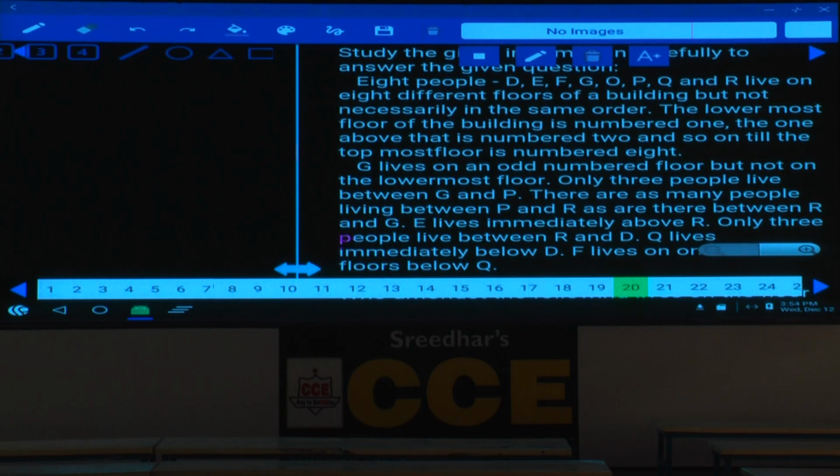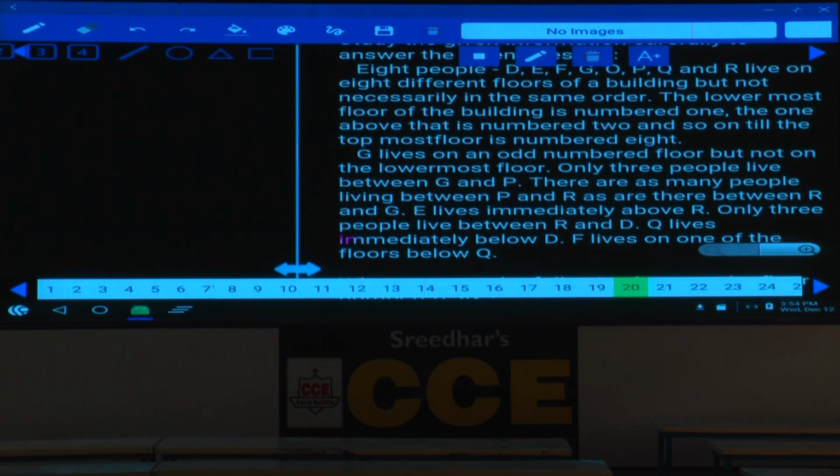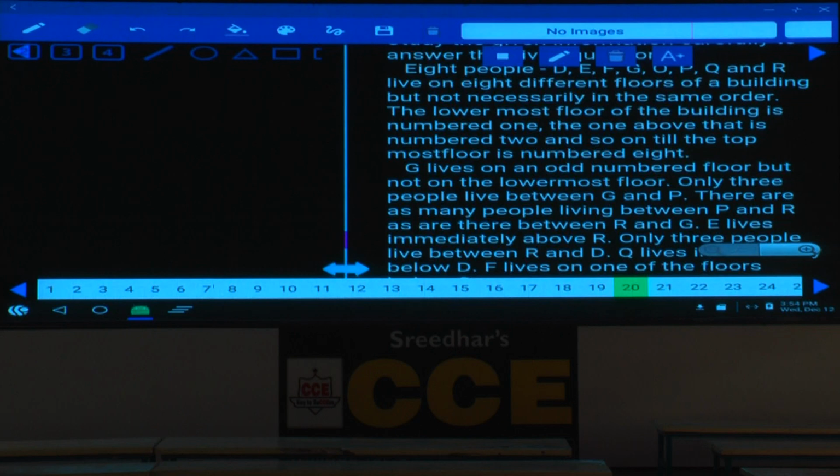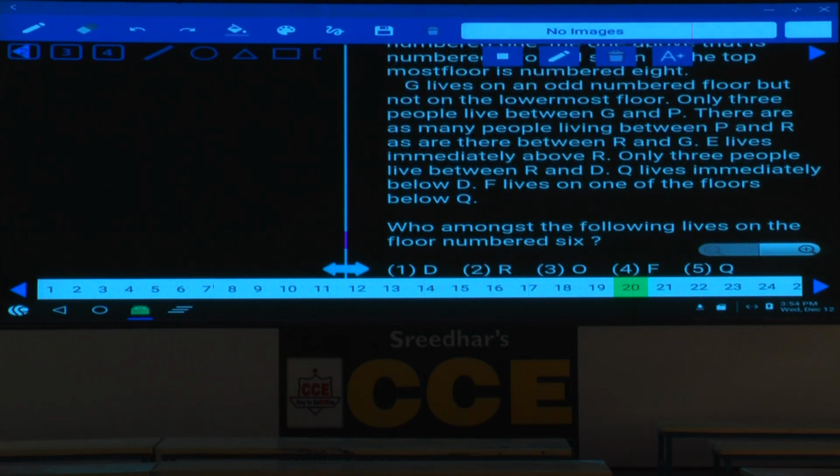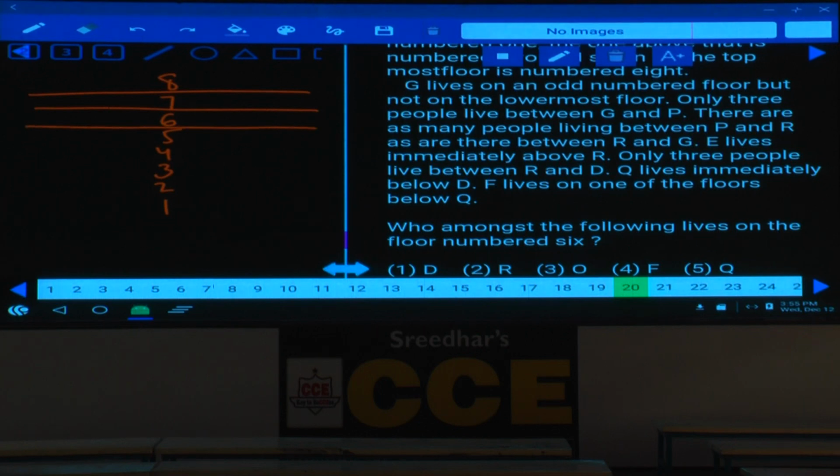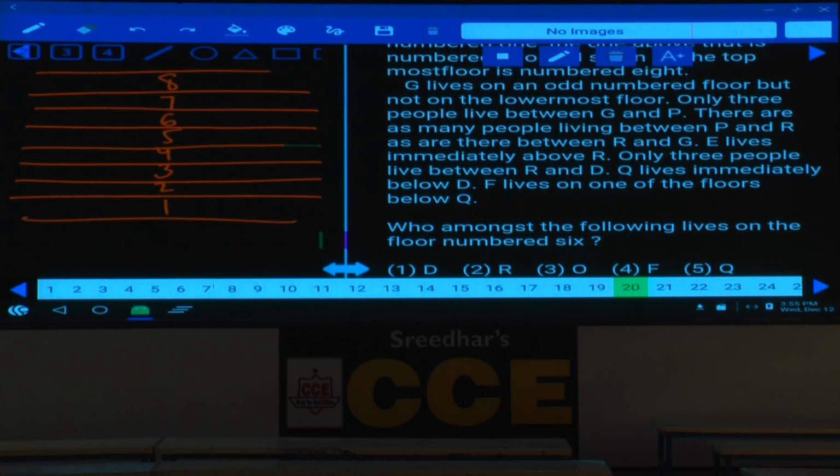8 people live on 8 different floors of a building, but not necessarily in the same order. The lowermost floor of the building is number 1, the one above that is 2, and so on. Hence in total how many floors do we have? 8 floors. Now how many persons are there in this one? 8, 7, 6, 5, 4, 3, 2, 1. 8 persons are living on these 8 different floors, isn't it? And no other parameter has been added to this one, just the persons who are living on these floors should be identified. Then 8 persons, 8 different floors.